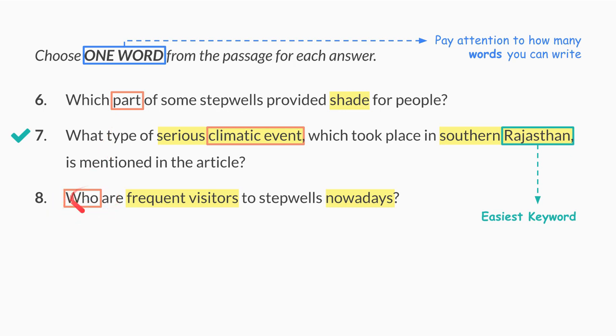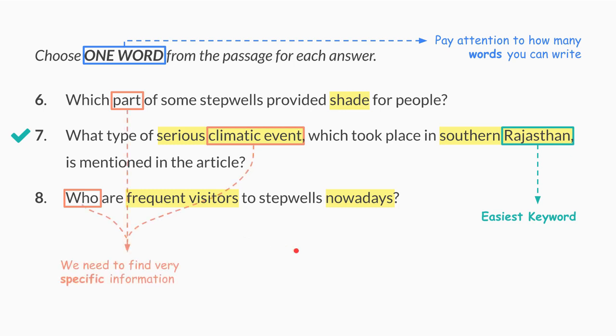And then finally, number 8, we are looking for who. So we are looking for either a person or a group of people. So this is also going to be a noun. We are looking for a group of people or perhaps one person. Actually, it has to be a group of people since these are plural. The visitors are plural, so it's going to be a group of people. Or maybe a group of animals. I don't know. We're going to find out.